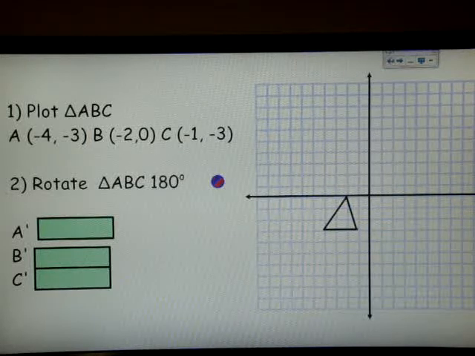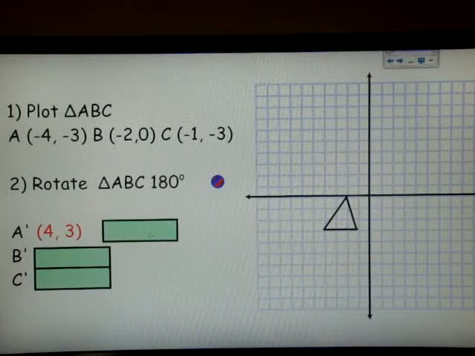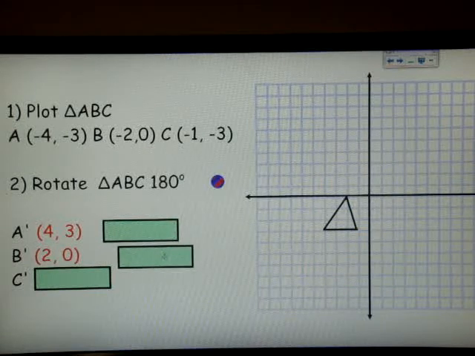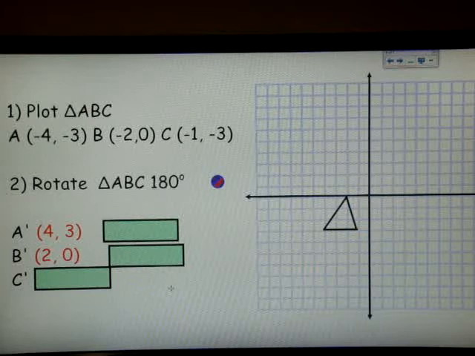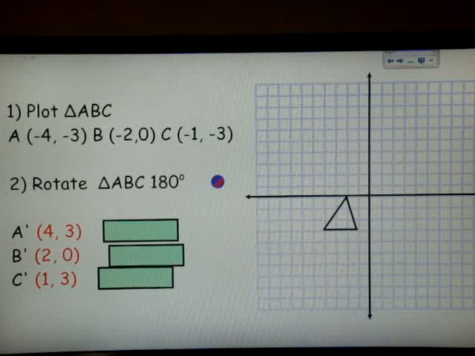So I went ahead and I gave you the original triangle already plotted for you. Now remember, when we rotate 180, that means that every point takes the opposite sign. We don't switch the points, it just becomes the opposite sign. So -4, -3 is now +4, +3. -2, 0 is 2, 0. Remember, 0 is not positive or negative, so if it changes to the opposite, it's still 0. And the final point, -1, -3, is now +1, +3.